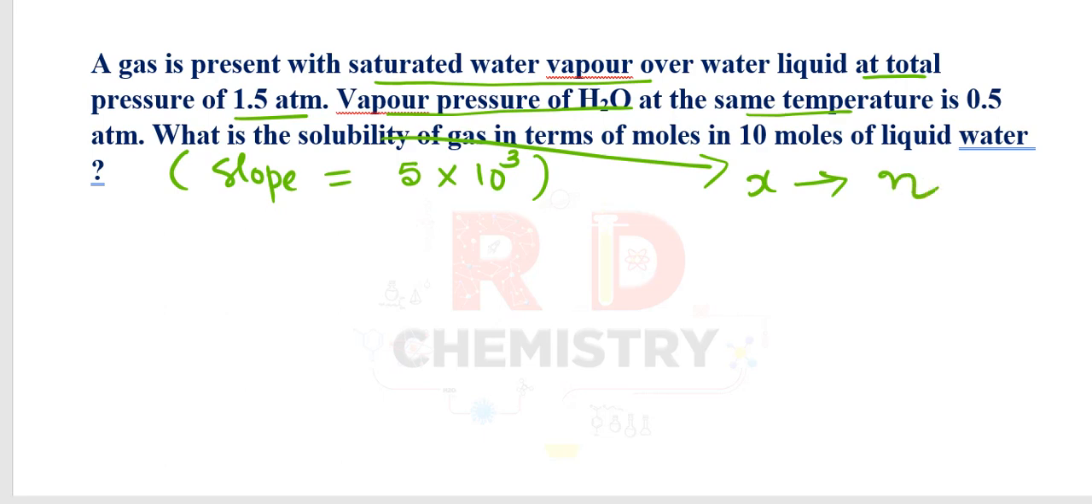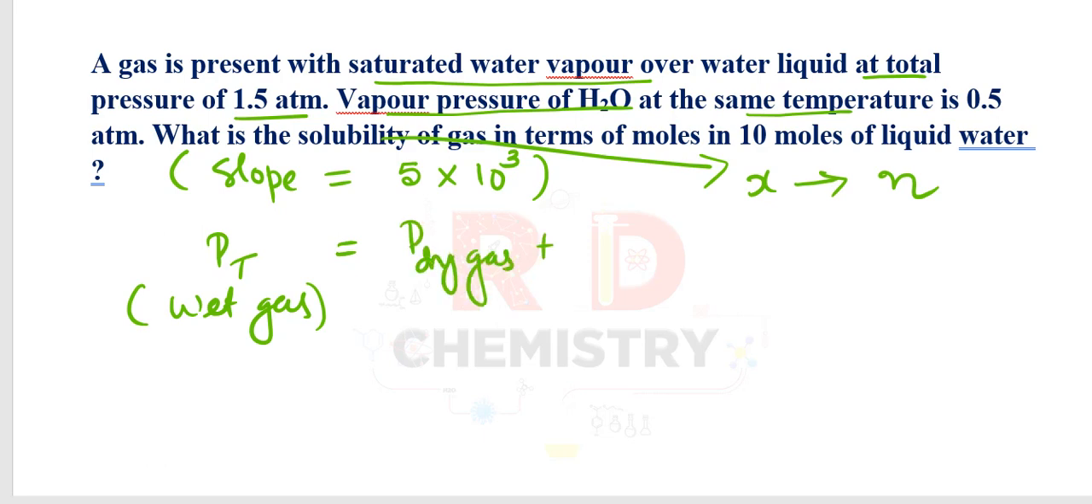Now the gas is saturated. That means they have given the total pressure. When I say total pressure, it is the pressure due to the wet gas. How do you get the wet gas? Wet gas is formed by the pressure due to the dry gas plus the pressure of the water vapors.